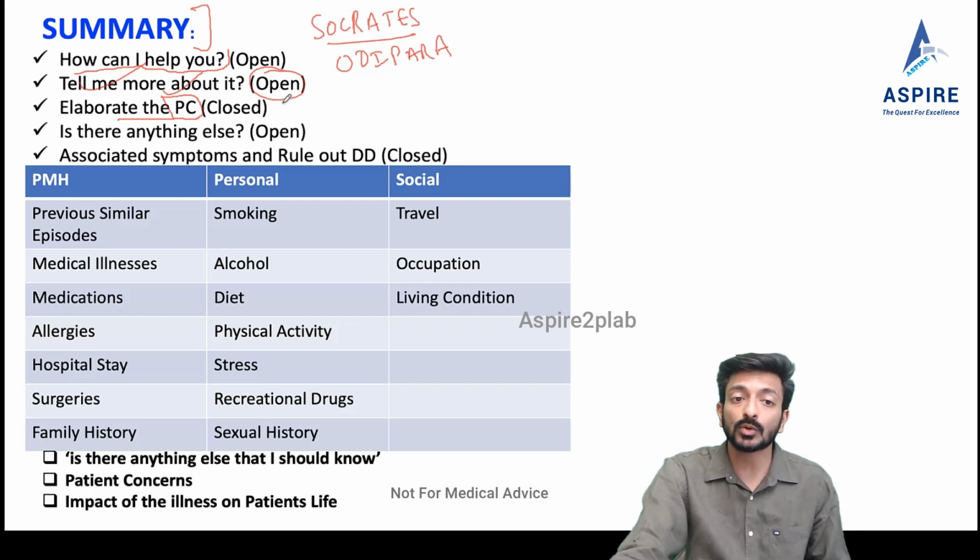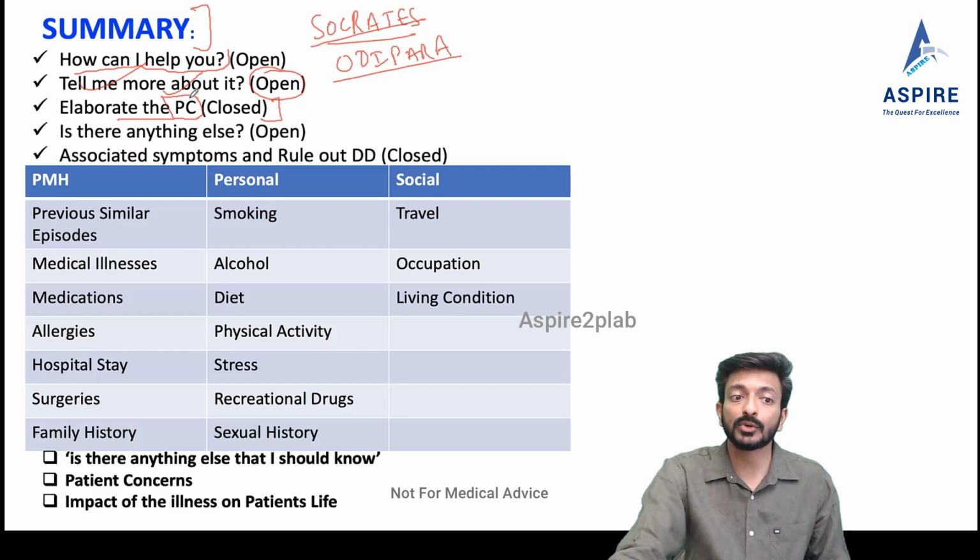Now you need to ask closed questions. You need to ask if it is going anywhere, if there are any exacerbating or relieving factors, or the severity of the pain and all. So this is what you need to ask. You need to ask closed questions to finish your SOCRATES or OPQRST respectively, depending on what your presenting complaint is. Right, so always first we go with an open question and then we close the questions.